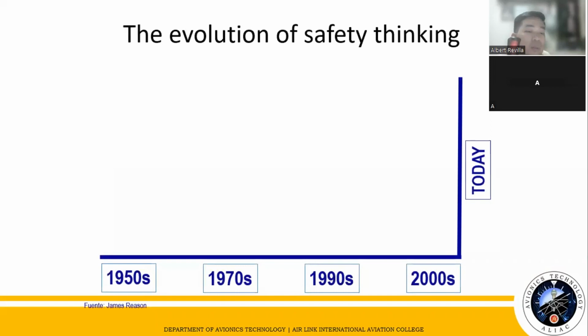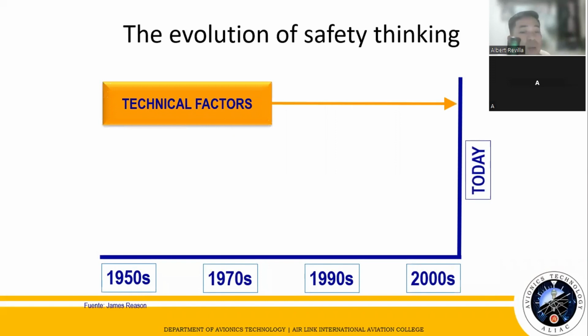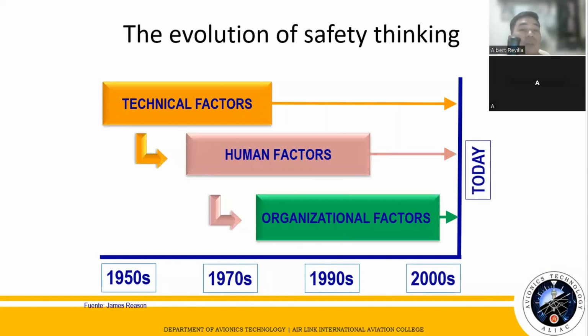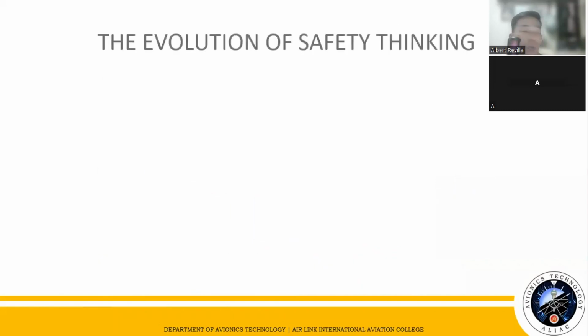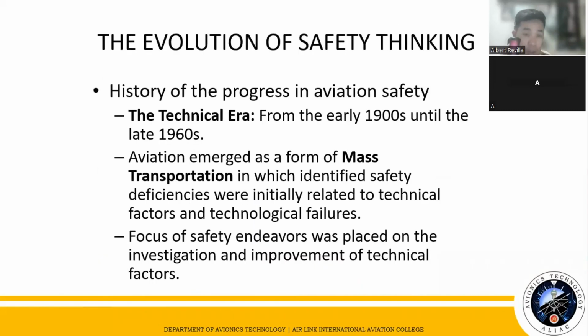So, before, napag-usapan na natin itong the evolution of safety thinking. We have the technical factors, the human factors, the organizational factors. To elaborate on them more, the history of progress in aviation safety in the technical era, early in 1900s until the late 1960s, aviation emerged as a form of mass transportation. So identified safety deficiencies were initially related to the technical factors and technological failures.